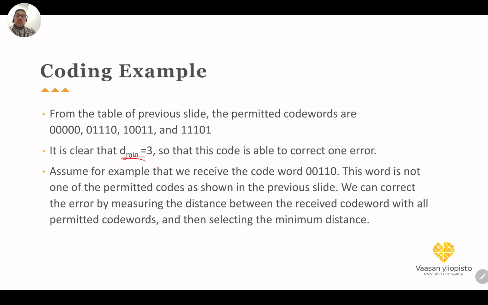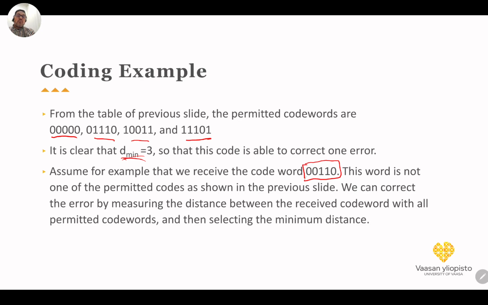Let us assume that we receive this code word, 00110. Compare this to the permitted codes. It is not one of them. So your receiver, your decoder, will know directly that this one is invalid. So it knows that an error already happened in the transmission. Is it possible to correct the error or not? Simply, it will compare it with all the possible permitted or valid code words.